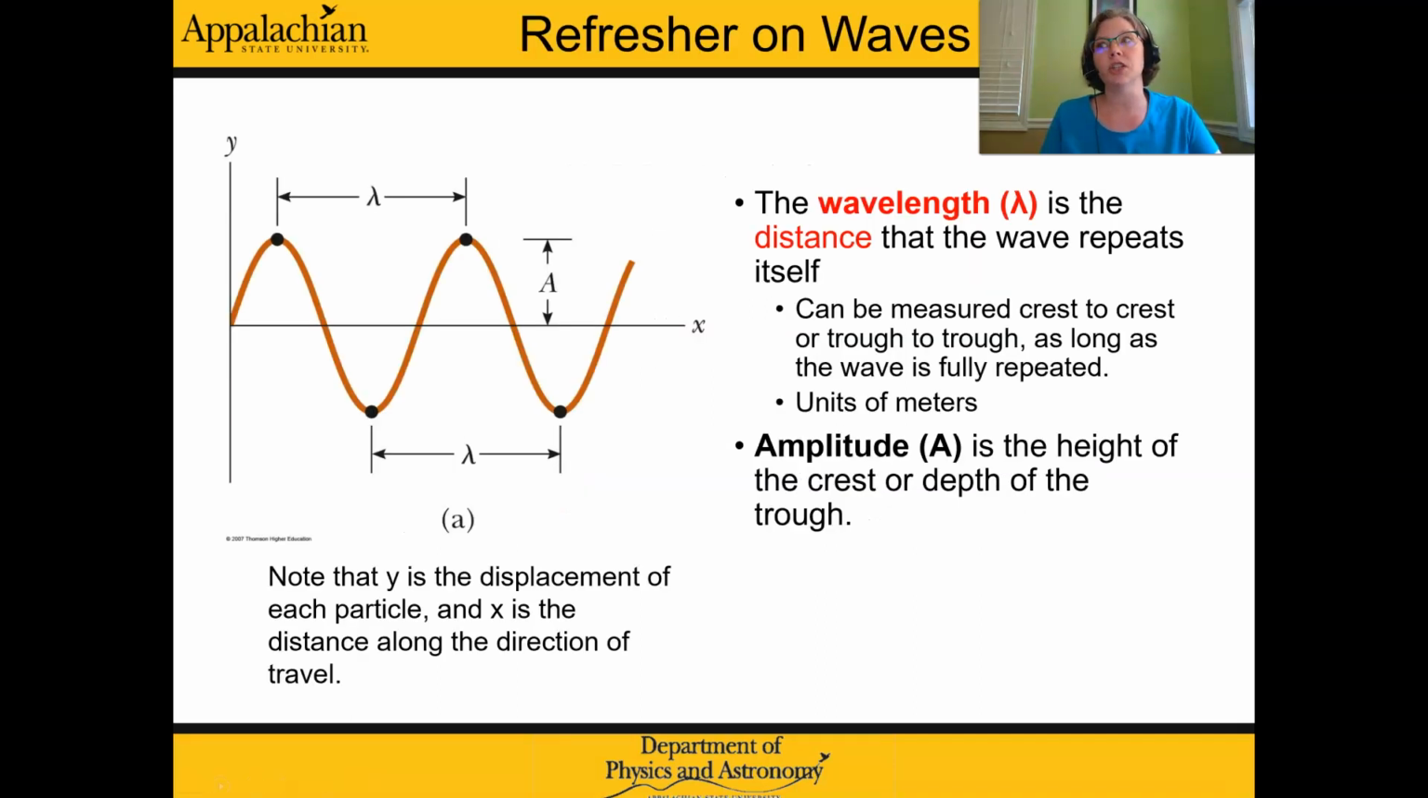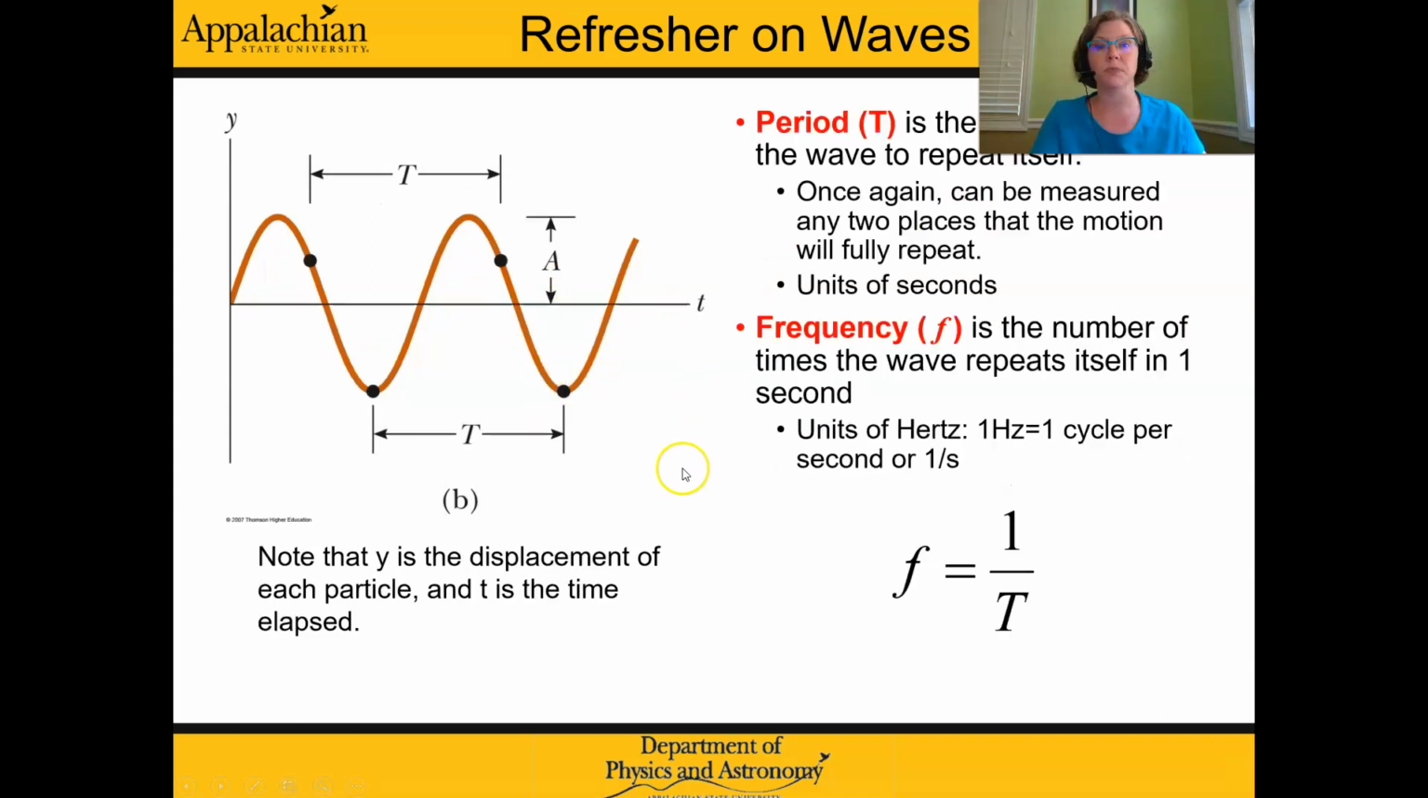Let's go through a little refresher on waves first. The wavelength is defined as the distance that the wave repeats itself. We can also define the amplitude as the height of the crest or the depth of the trough of a wave from that x-axis. The period is similar to the wavelength in that it is the time it takes the wave to repeat itself. What we're mostly going to be interested in is the frequency. The frequency is the number of times the wave repeats itself in a second.